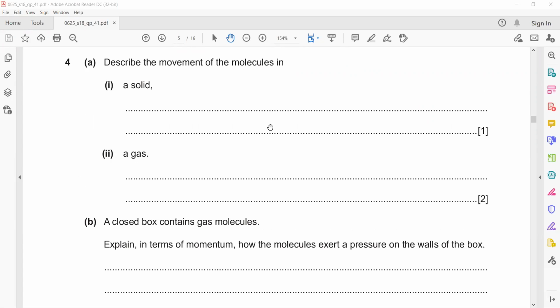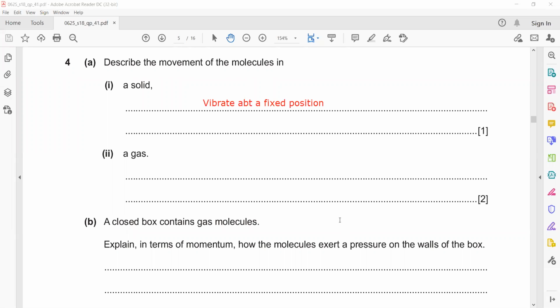Question 4. Describe the movement of molecules in a solid. So how are the particles moving in a solid? Particles vibrate about a fixed position. They vibrate in their own place. So they vibrate about a fixed position.